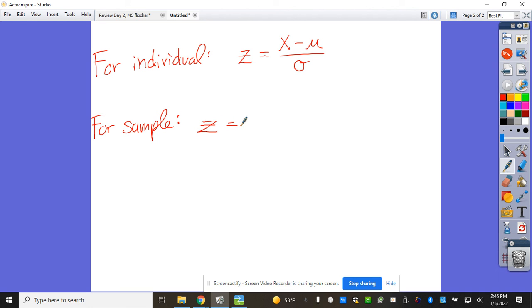If I have a sample, which means I'm comparing the mean of that sample to my population, I alter this slightly, and it's what now? X minus X bar. Instead of an individual, what am I going to take from the sample? And if it's for an entire sample, what does this portion look like?